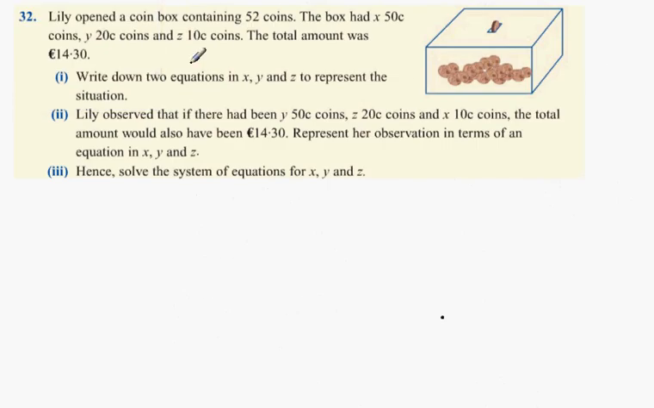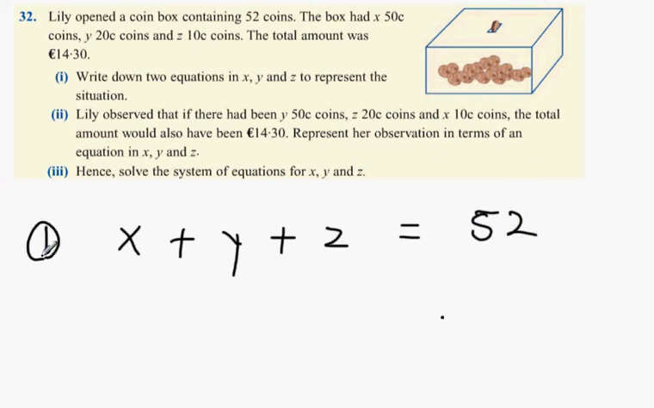Alright guys. Lily opened the coin box of 52 coins. If the box had x 50-cent coins, y 20-cent coins, and z 10-cent coins, the total was €14.30. Write down 2 equations. The first equation is how many coins did we have? x is the number of 50 cents, y is the number of 20 cents, and z is the number of 10 cents. All of them equal 52. Okay, that's equation 1.